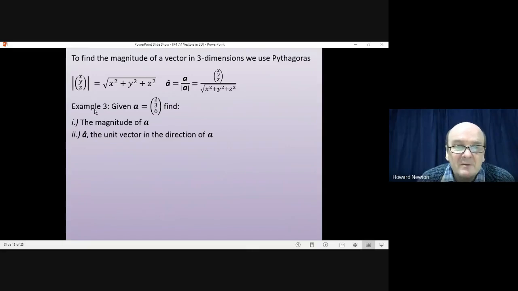Bearing that in mind, have a go at example 3. Given the vector a, 2, 3, 6, first of all, find the magnitude of a, and then find the unit vector that goes in the same direction as a. I'll let you have a go at doing that. Pause the video. Come back to me when you're ready.